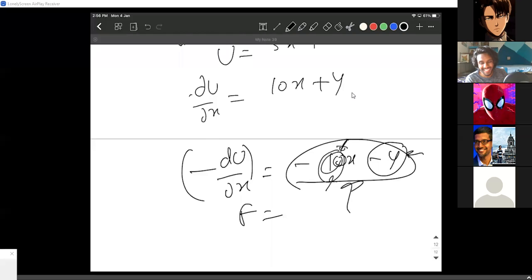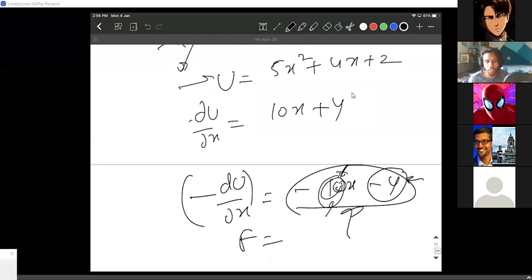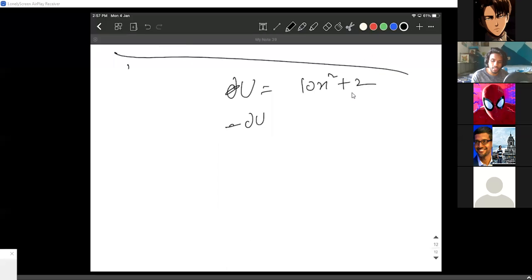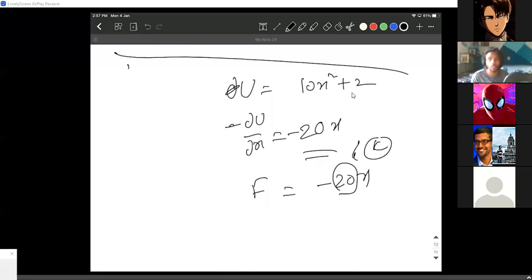See, the thing is, whenever you have a potential energy equation, simply try to differentiate it. You get the restoring force. That's all. Sometimes the problems are given really easy. Like they give you U equals 10x square plus 2. Try to write minus dU by dx. So you get minus 20x. So restoring force equals minus 20x. This is nothing but k. You solve the problem and that's all.